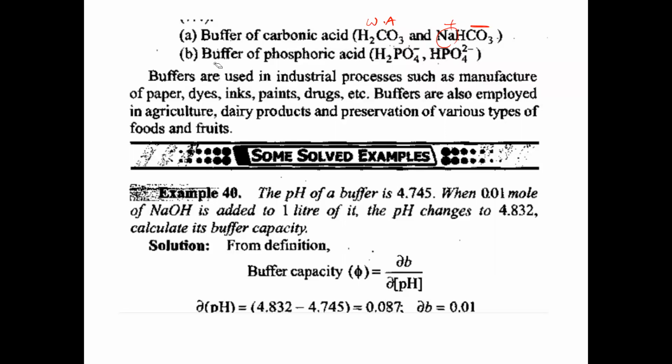Next, the second buffer which is helpful to maintain constant pH in our blood is what? Buffer of phosphoric acid. Generally, what is the phosphoric acid formula?